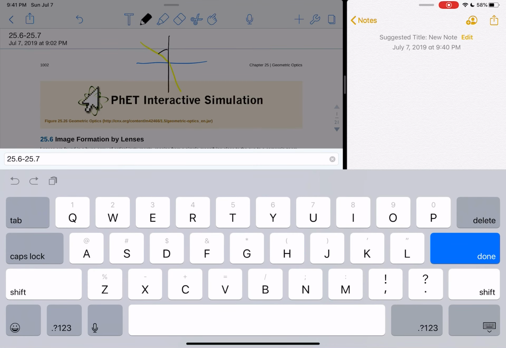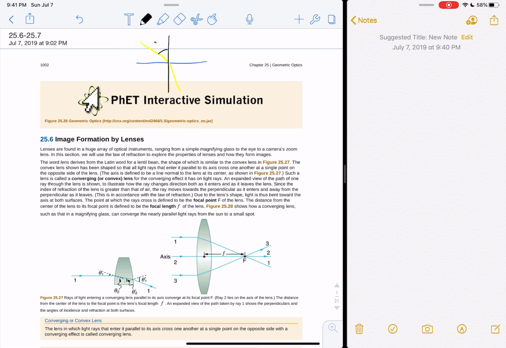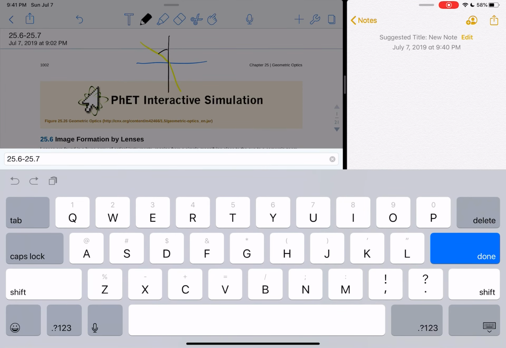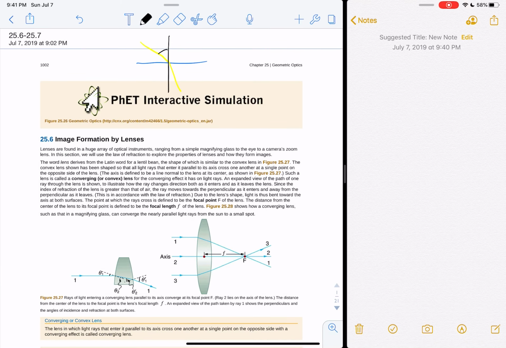What's going on here? What am I sitting on? Incident angle. What's going on here? Not sure. Oh, I'm sorry, I'm up in the margin. Okay. Incident angle and refracted angle.